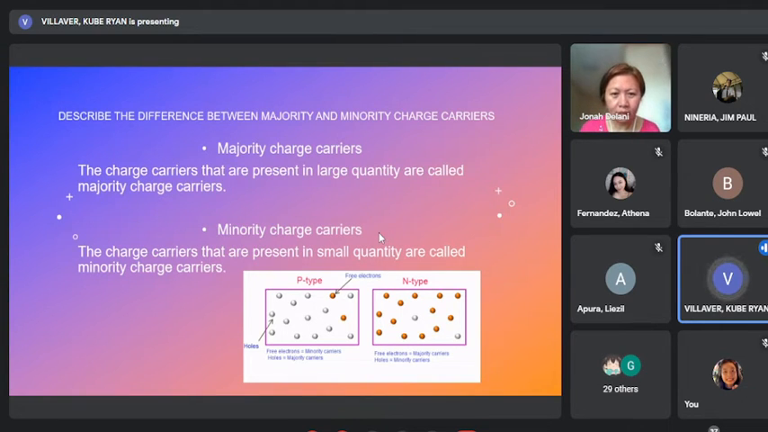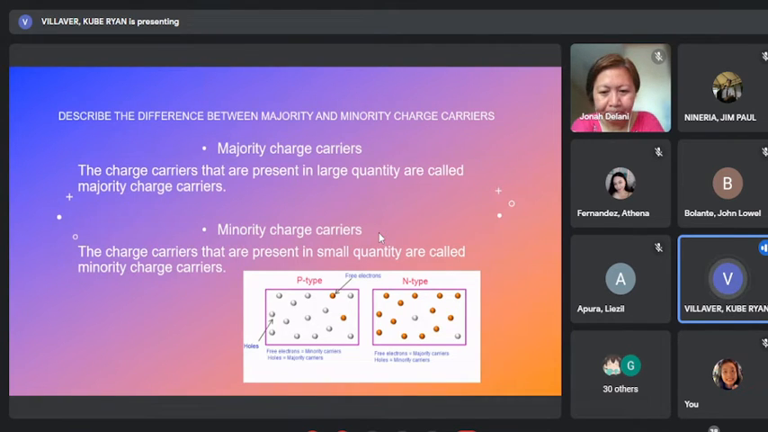So the majority charge carriers carry most of the electric charge or electric current in the semiconductor. Hence majority charge carriers are mainly responsible for electric current flow in the semiconductor. The minority charge carriers carry a very small amount of electric charge or electric current in the semiconductor.